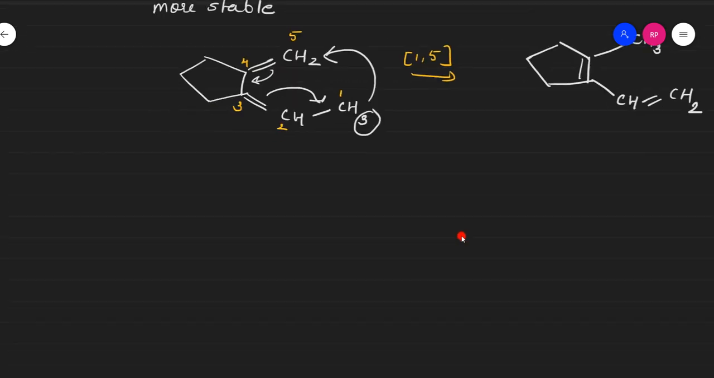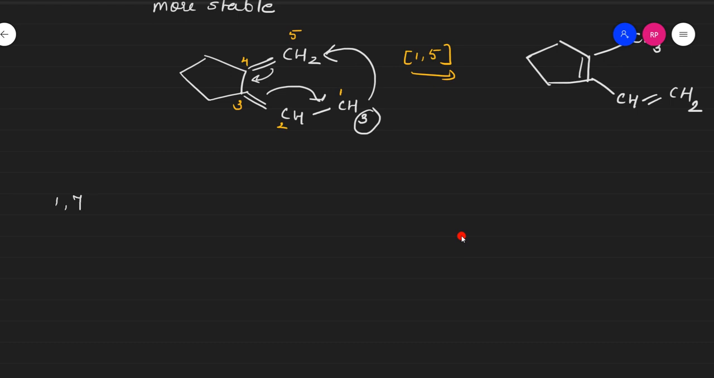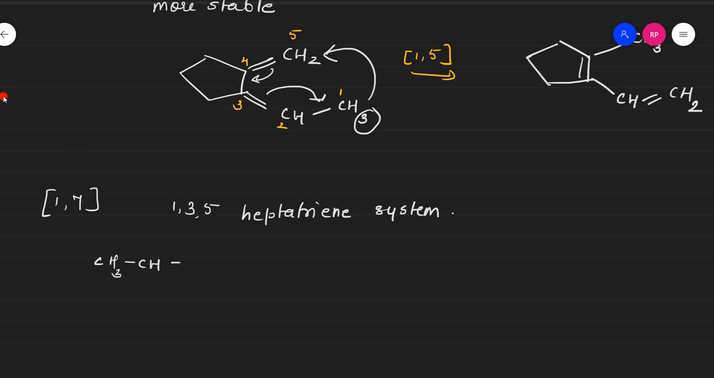Okay. Let's take one more example, for a 1,7 shift. The 1,7 is your 1,3,5 heptatriene system. First we'll write the reactant and the product. So I'll write it that way only. Just show alternate double bonds, 7 carbons.